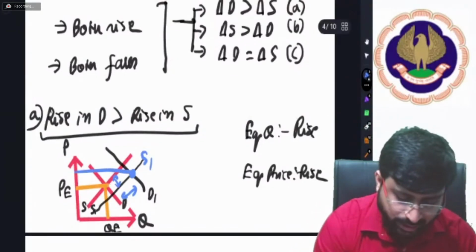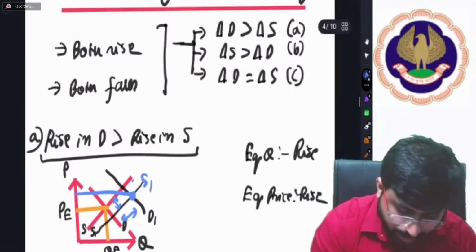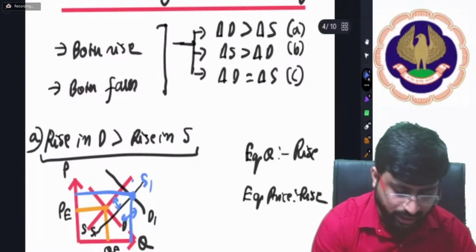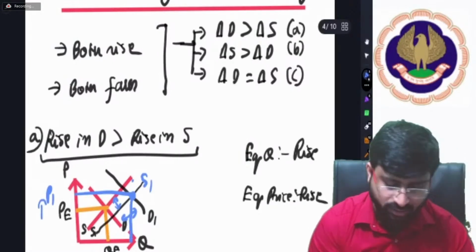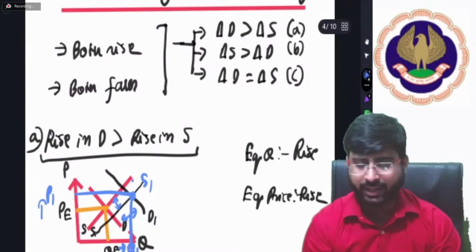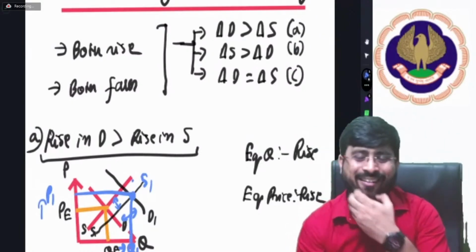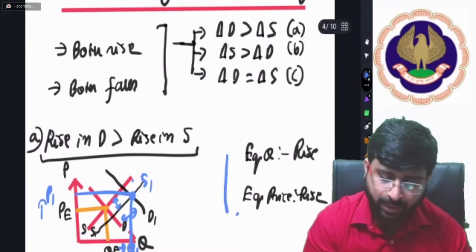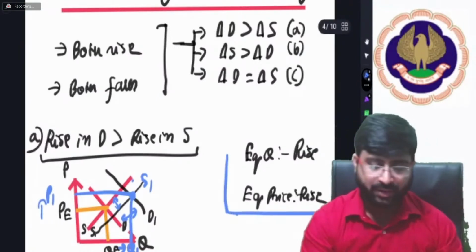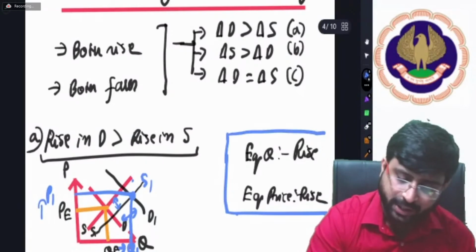Achha. Now, since this is the intersecting point of both the demand and the supply curves, as you can clearly see, equilibrium price is on the rise, equilibrium quantity is on the rise, which we had already predicted earlier. This is what we are getting. We had already predicted the same.